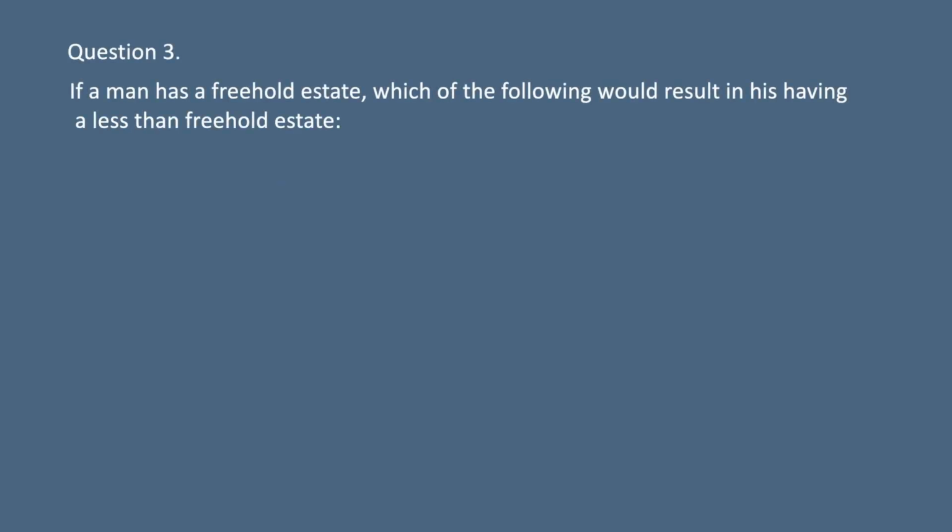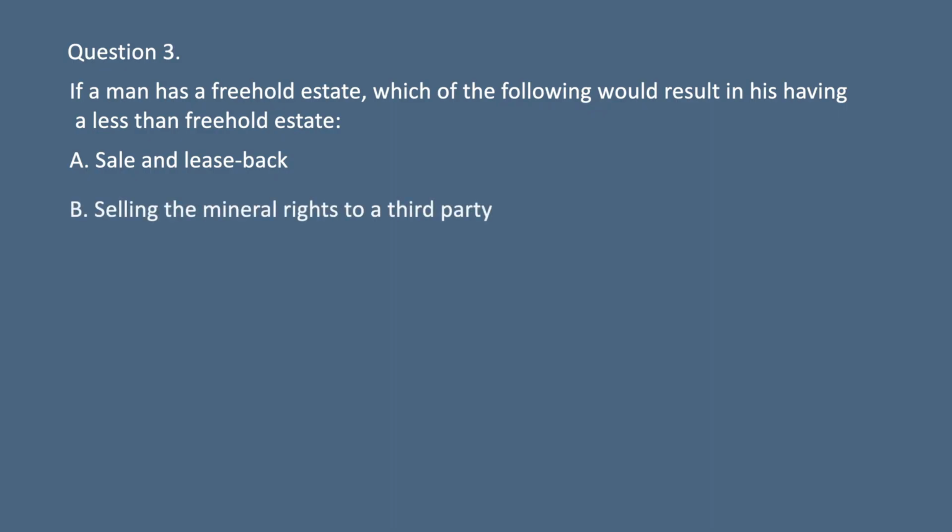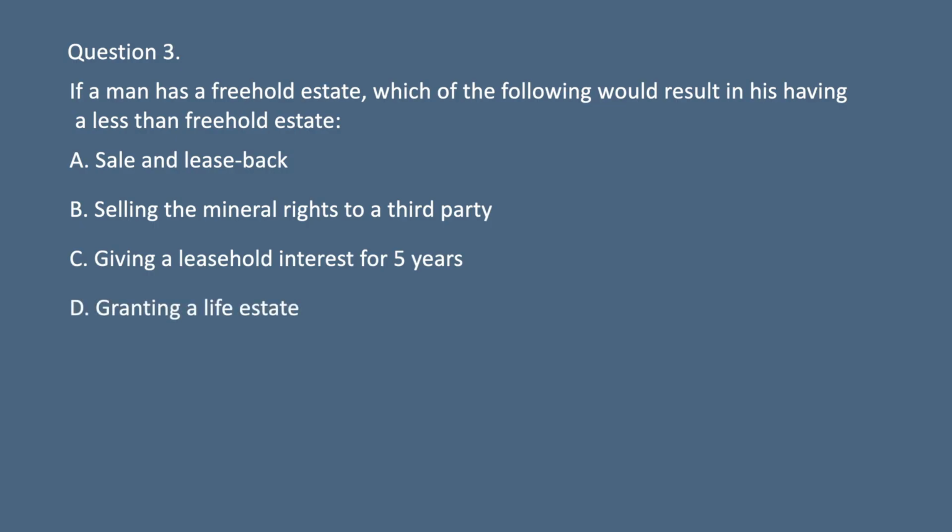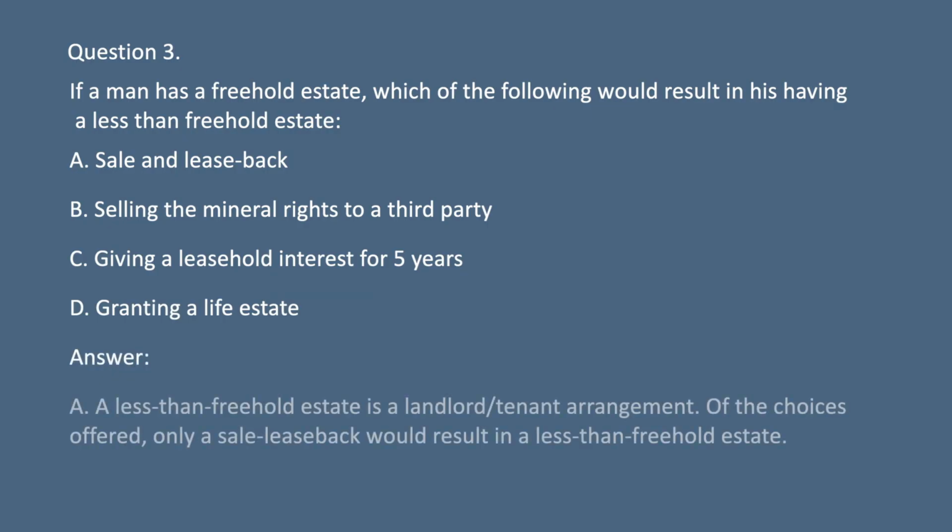Question 3. If a man has a freehold estate, which of the following would result in his having a less than freehold estate? A. Sale and leaseback. B. Selling the mineral rights to a third party. C. Giving a leasehold interest for 5 years. D. Granting a life estate. Answer: A. A less than freehold estate is a landlord/tenant arrangement. Of the choices offered, only a sale leaseback would result in a less than freehold estate.